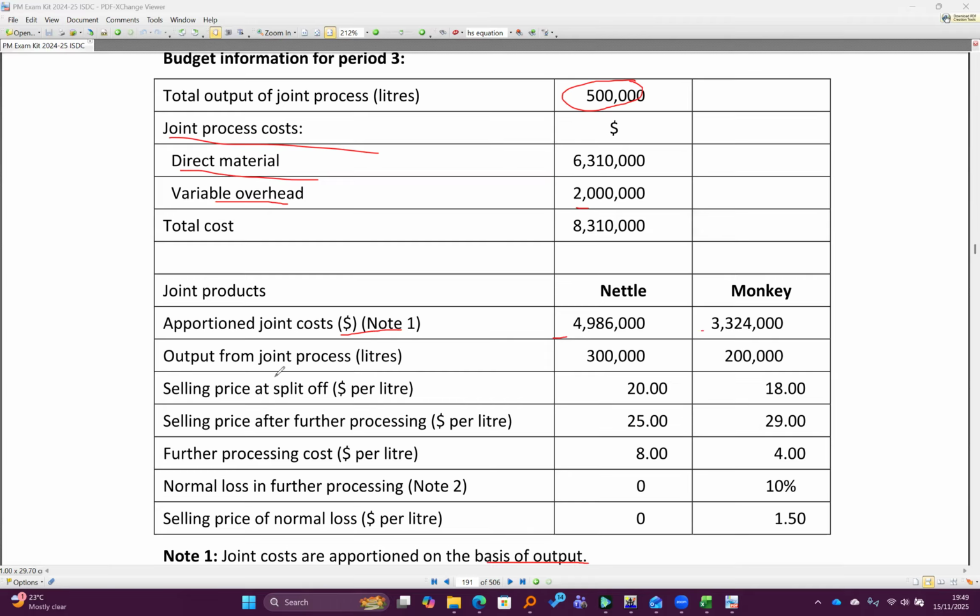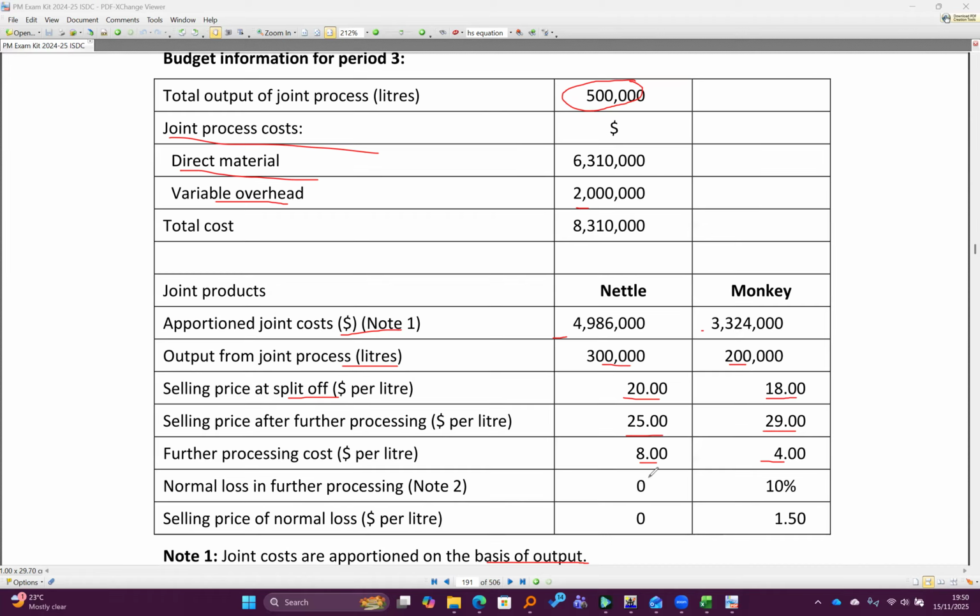And then actually they have told us the liters here, 300,000 and 200,000. So we know the selling price at the split off. If you don't process them further, you can sell them at 20 and 18 respectively. But if you process further, then you can sell at 25 and 29 respectively. But what costs are you going to incur per liter? 8 and 4 for processing. And then no more loss if you process further.